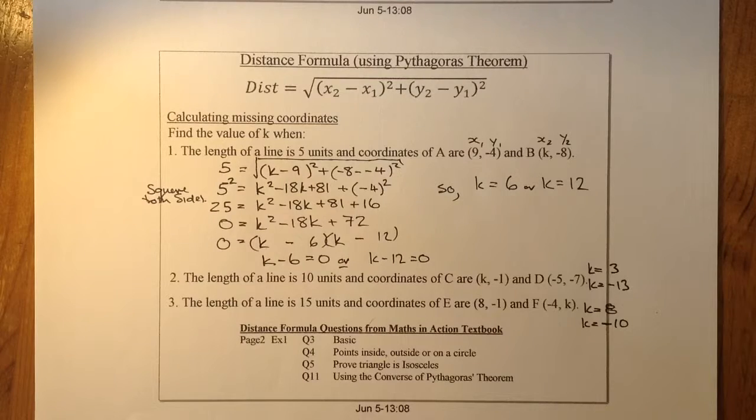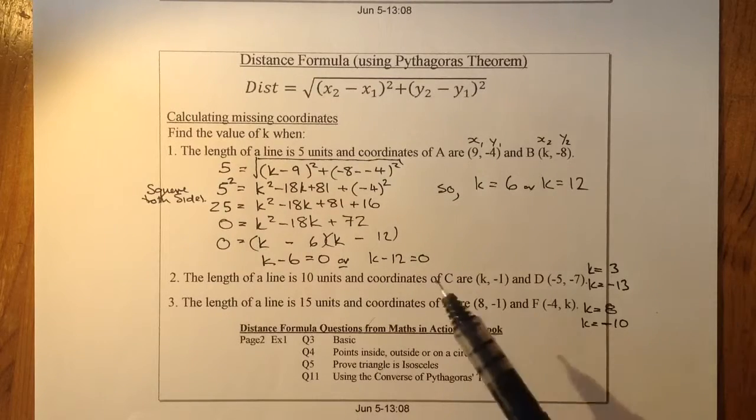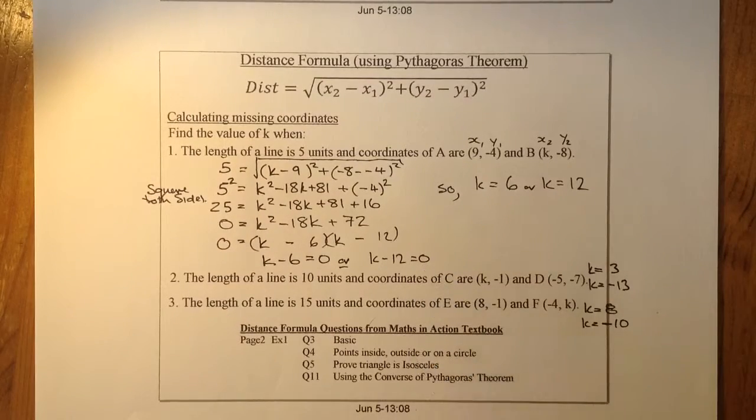Okay, so that's just one skill that you've learned. It's the distance formula, similar to Pythagoras' Theorem, and sometimes we have to work backwards to find out missing coordinates. Hope this has helped you understand the distance formula.